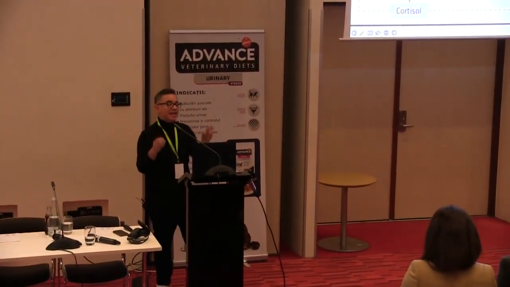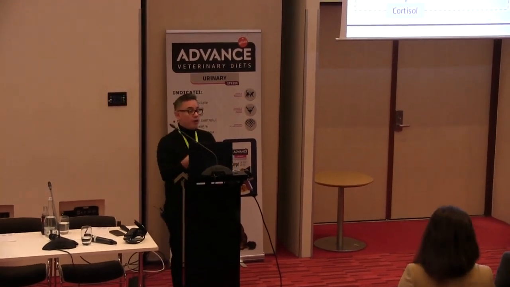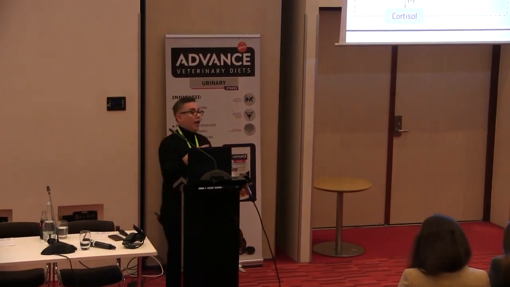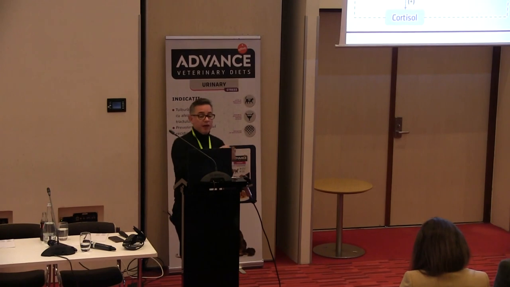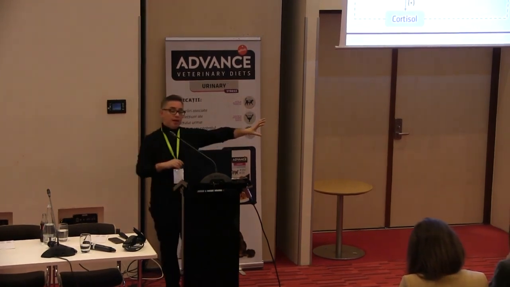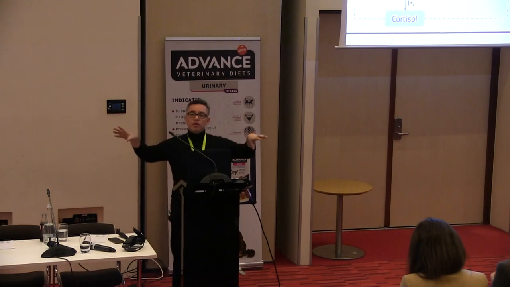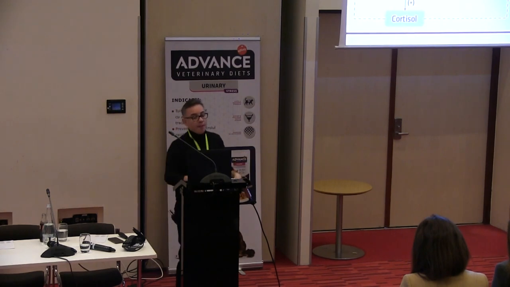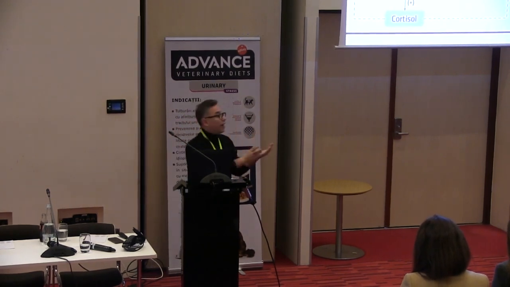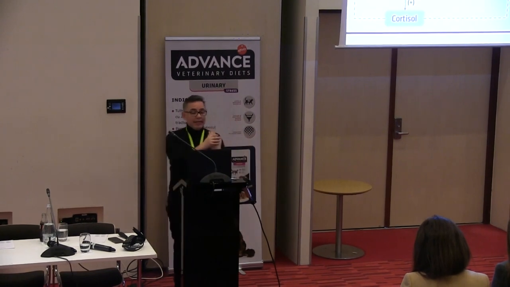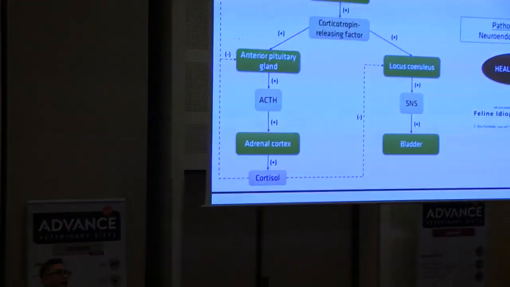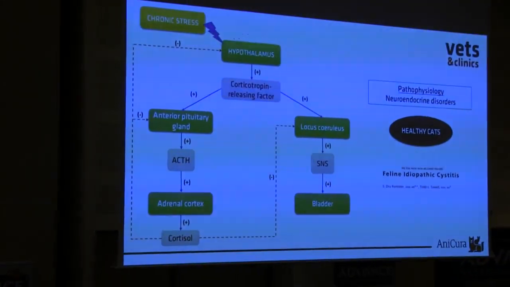Sorry. The chronic stress, what happens? It stimulates the hypothalamus to produce corticotropin releasing factor, and this corticotropin releasing factor exerts positive feedback over the pituitary gland and over the locus coeruleus. The locus coeruleus produces norepinephrine, okay, and epinephrine. And in the anterior pituitary gland, it is going to produce ACTH, and this ACTH is going to stimulate the adrenal glands to produce cortisol, okay?